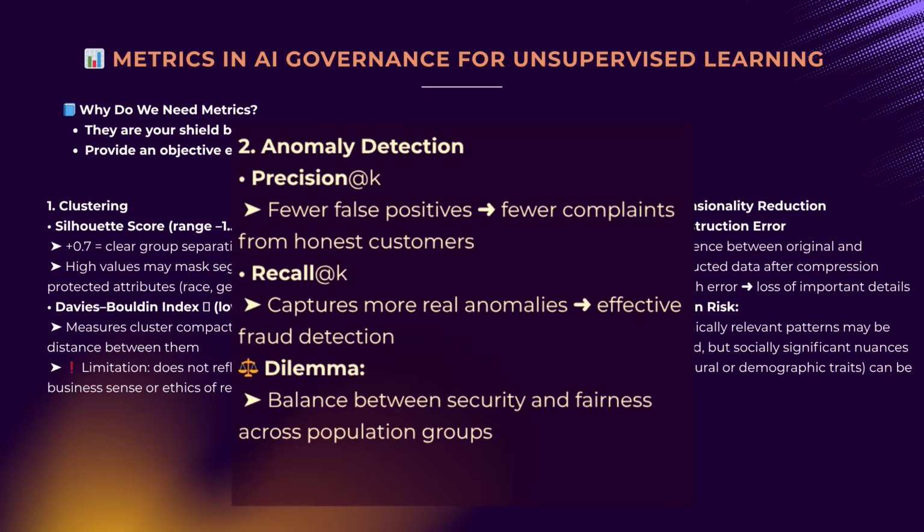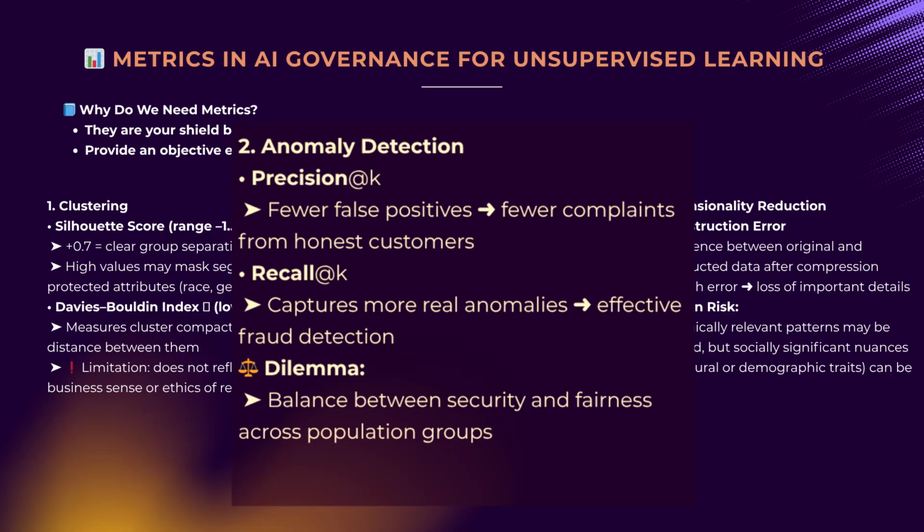In anomaly detection we face the classic dilemma. Precision at K and recall at K, the balance between security and fairness. High precision means fewer false positives, fewer blocked operations of honest customers, fewer complaints. High recall means we catch more real problems, fraud, anomalies, but we also block more operations.